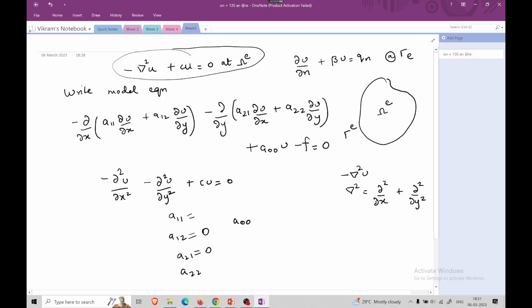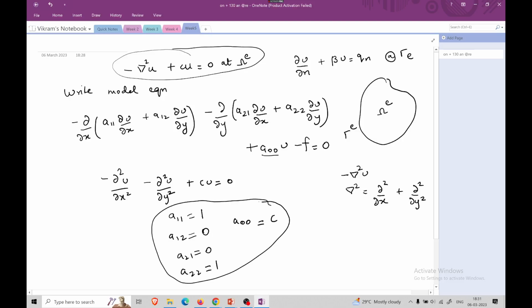So the constant value will be 1. If I see, a11 and a22 should be equal to 1, and if I consider the coefficient of c in both the cases, here it's a00 and here it's c. So here my a00 is going to be c. So this is my constant values.